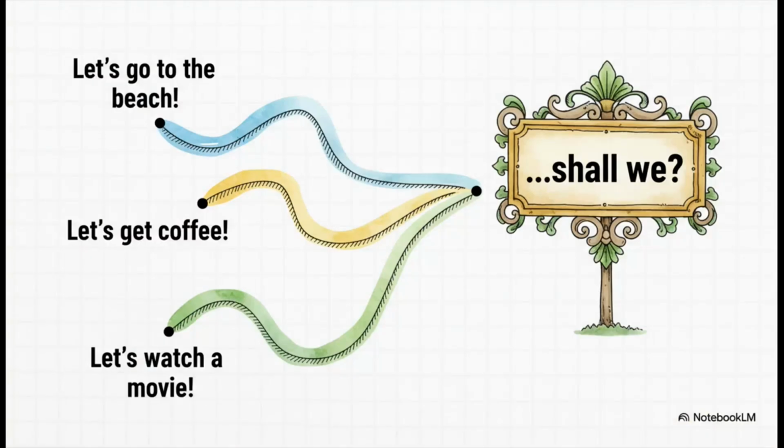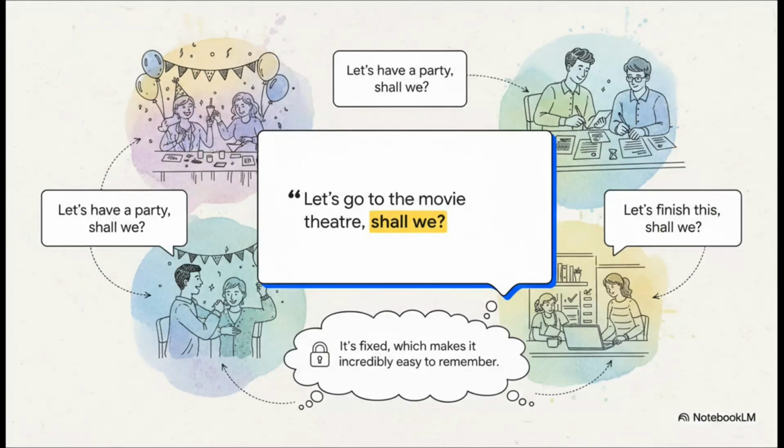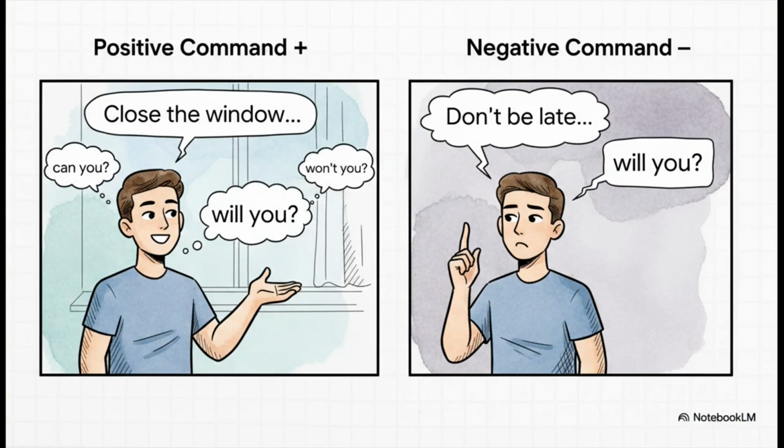Next up, we have a super simple and really common one. Anytime you start a sentence with "let's" to suggest something, the tag is always the same. The tag is always "shall we." That's it. No exceptions. "Let's get a pizza, shall we?" "Let's finish this explainer, shall we?" It's totally fixed, which honestly makes it incredibly easy to remember. It's a freebie.